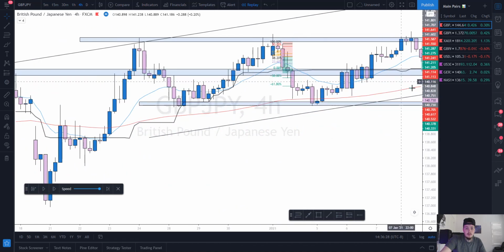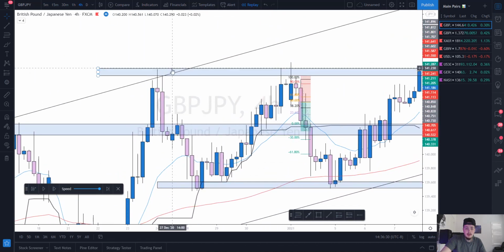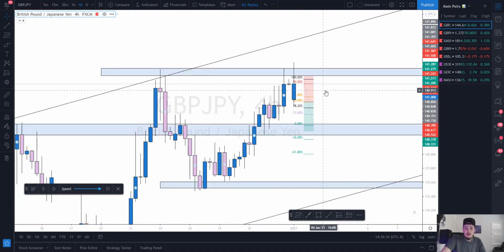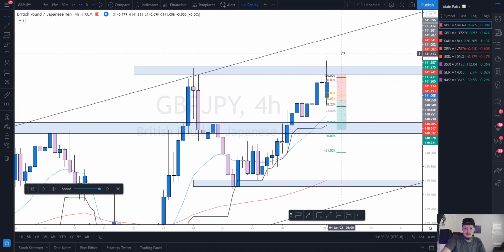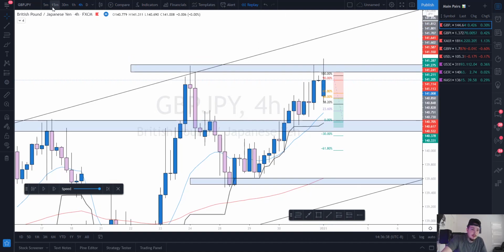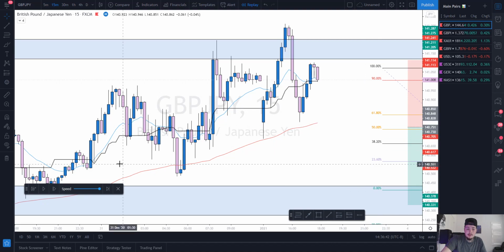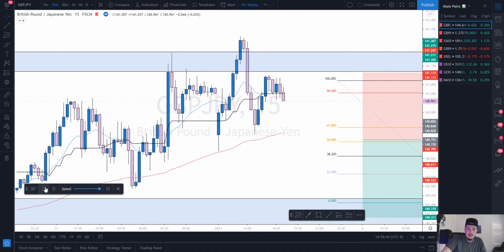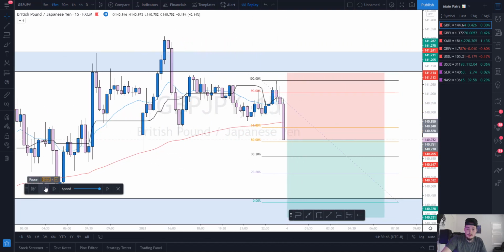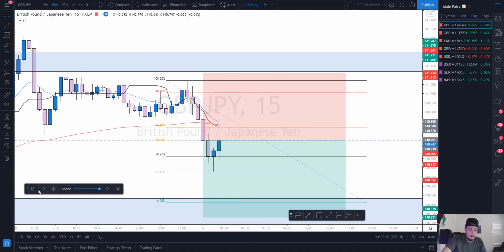Beautiful resistance made, okay? Once we saw this resistance was made, guess what we do? This simple. We go to our 15, and we wait for a setup. Resistance was just made. Now what can we do? Wait for price to close below, and boom.